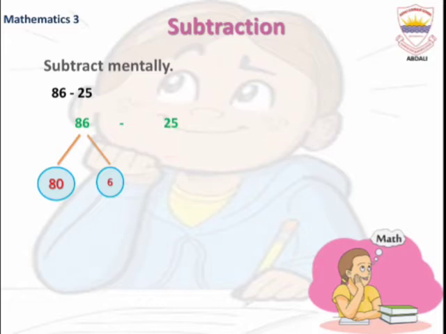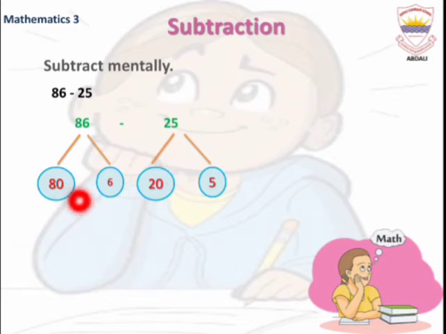Now student, we split our second number, that is 25. We also split 25 into two places. 5 is at ones place and 2 is at tens place. We write it as 20.